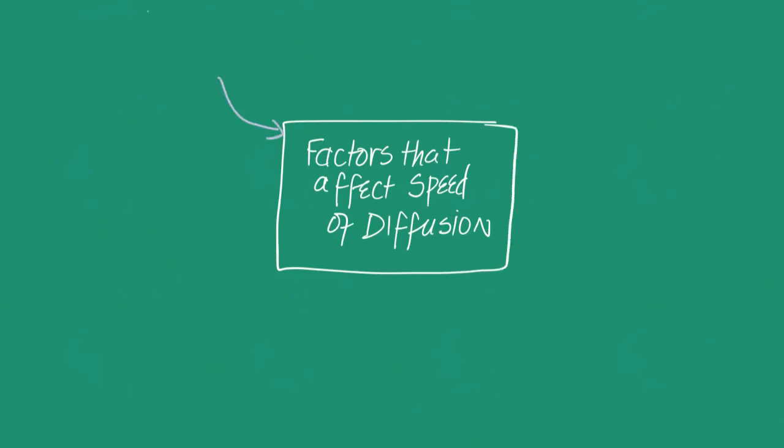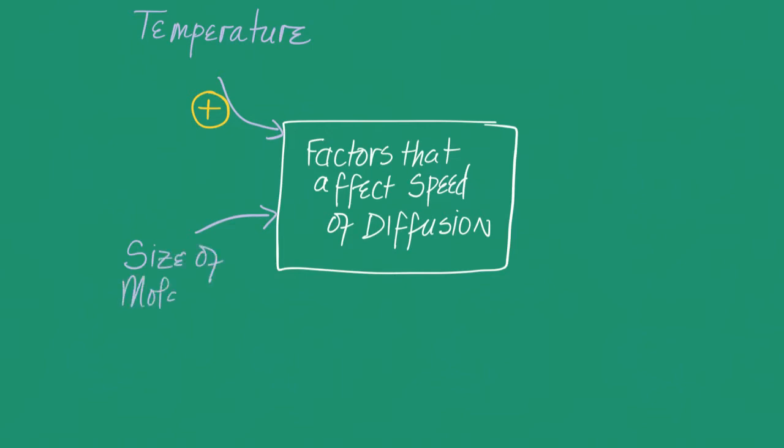If the temperature is high, then molecules tend to move much faster, and so the speed of diffusion is also fast. So you see we put a plus sign there to show that temperature has a positive effect on the speed of diffusion. Next one is size. The larger the molecule, the slower its movement. So the size of the molecule has a negative effect on the speed of diffusion. The greater the size, the slower the speed of diffusion.